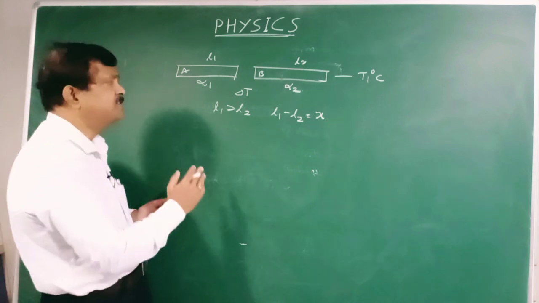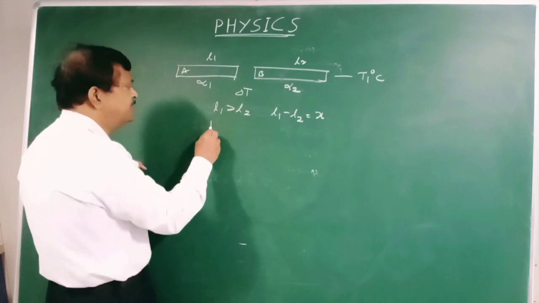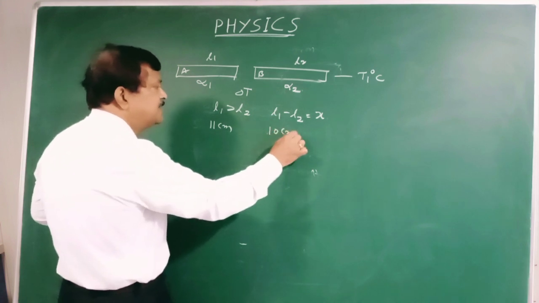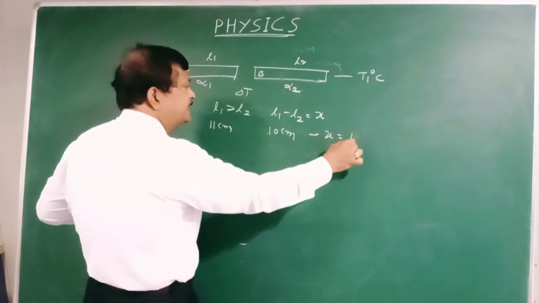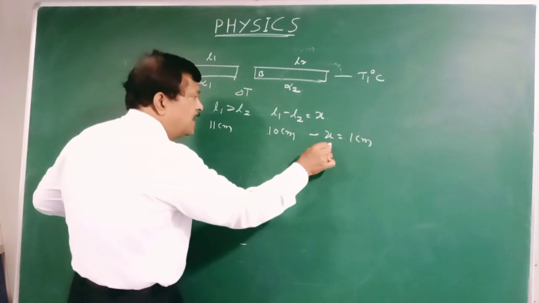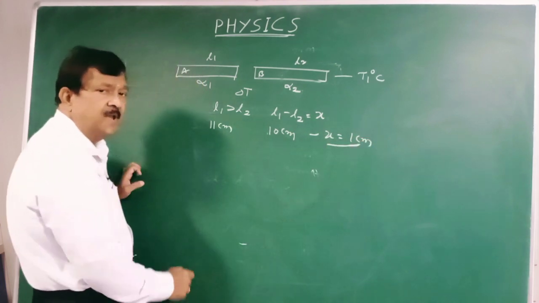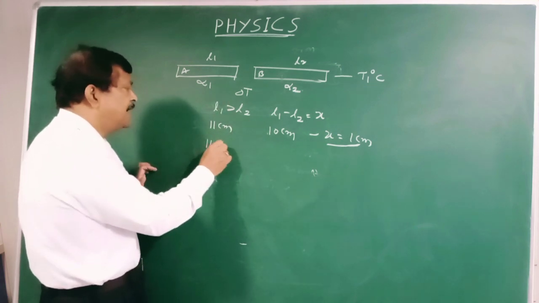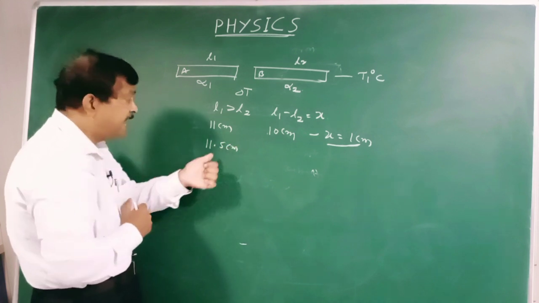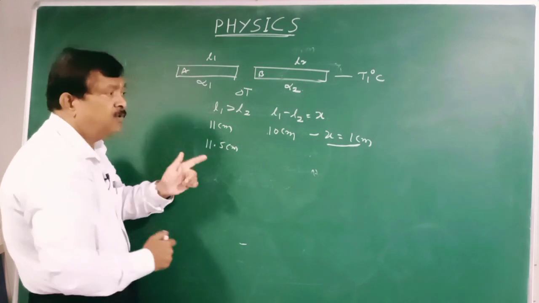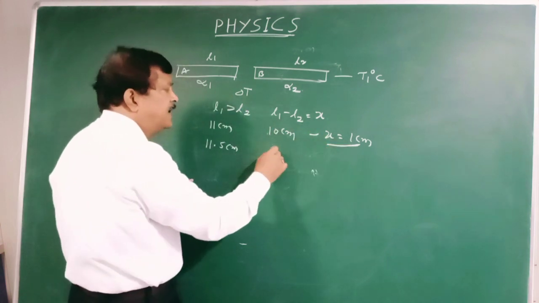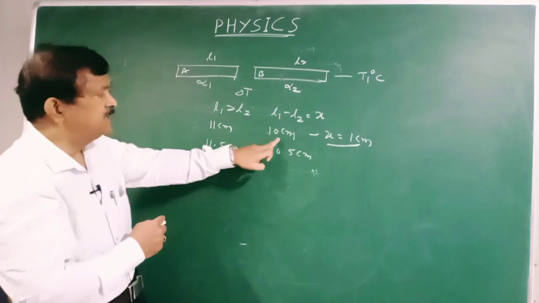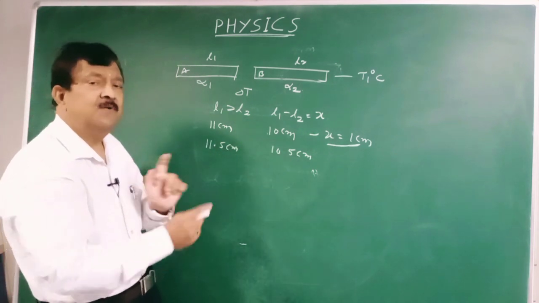To get the required condition, let us suppose initially the first rod has a length of 11 centimeter and this one has a length of 10 centimeter, so that the difference between their lengths is 1 centimeter, which we want to make a constant. Now suppose because of an increase in temperature, this rod expands to a value of 11.5 centimeter. So the expansion is 0.5 centimeter. Now to have the same difference of 1 centimeter, this must also expand by 0.5 centimeter, so that the final length of this rod will be 10.5. Now let us see the difference.